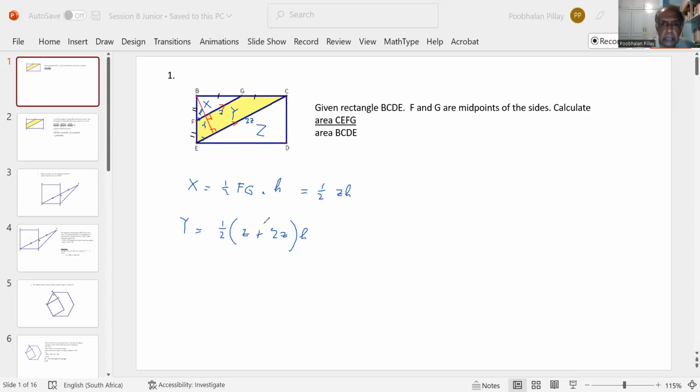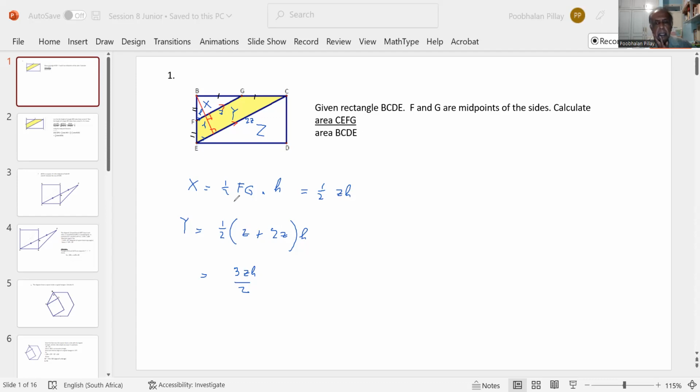So now the question is, what is the yellow part? What is y? And we already got it. It's half of z plus 2z, which is 3z, times h, over 2. So you have a nice formula for this. It's 3z over 2 times h. That's y. And now they want to know the area of the full rectangle, right?